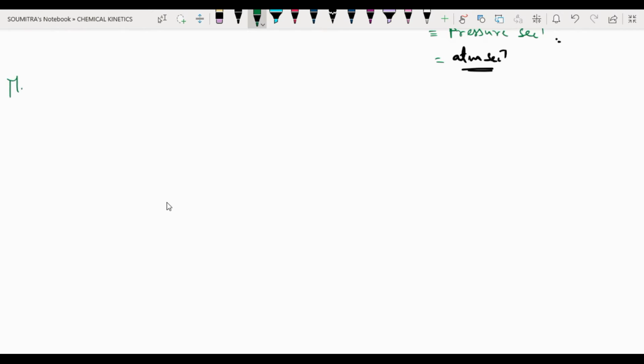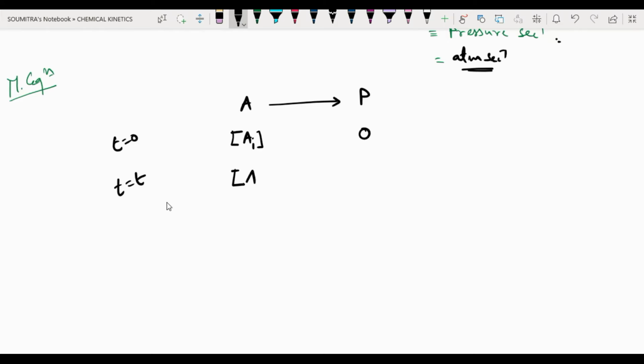Now see how the mathematical equation looks. For example, a reaction begins where A is the reactant and P is the product. When the reaction begins, at t equal to 0, the concentration of A is maximum. We take that as A initial, and at that time product is 0. After a certain time, we take A as A final, and the product is P final.